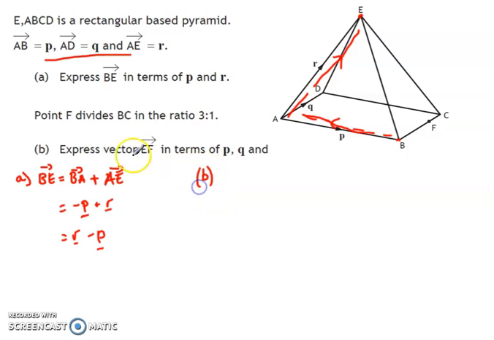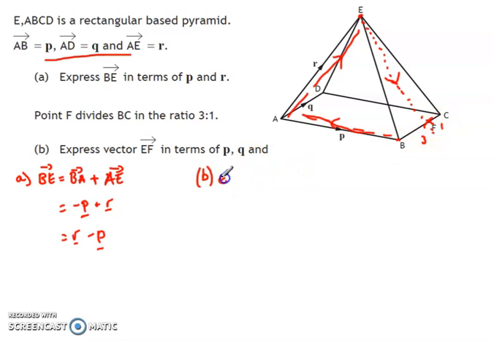Second part is expressing the vector e to f in terms of p, q, and r, but I'm told that the point f divides b to c in the ratio of 3 to 1. So the point f divides this in the ratio of 3 to 1. What I want to do is find e to f in terms of that. You can imagine that I'm going down this way to there. That essentially is the journey that I want to make. So I have to figure out how to get there. Well, the journey I could make is e to b and then b to f.